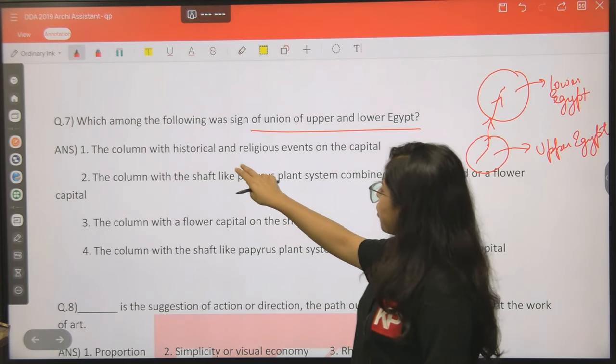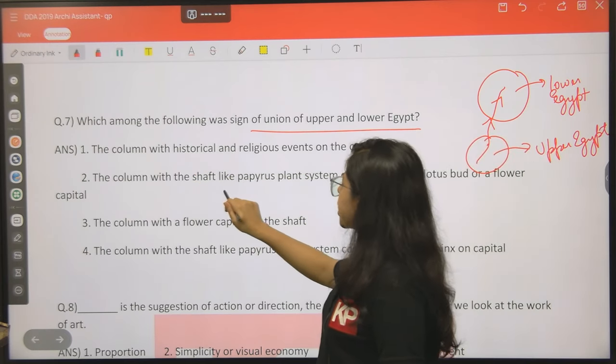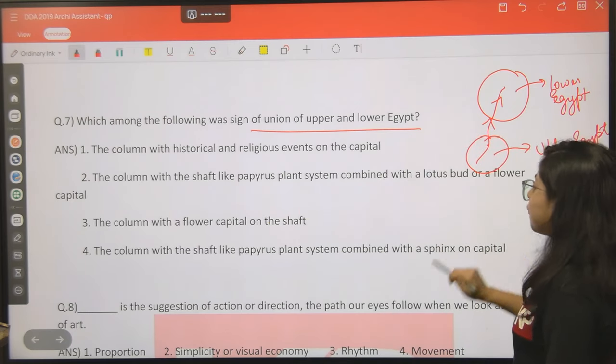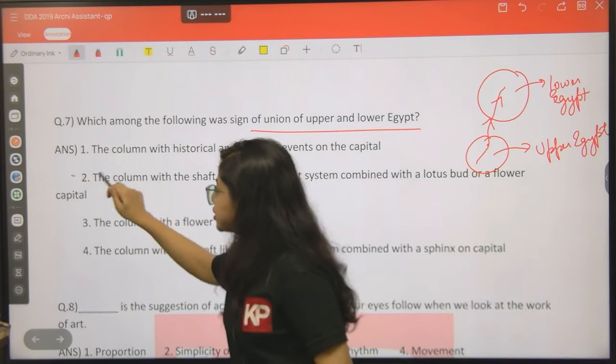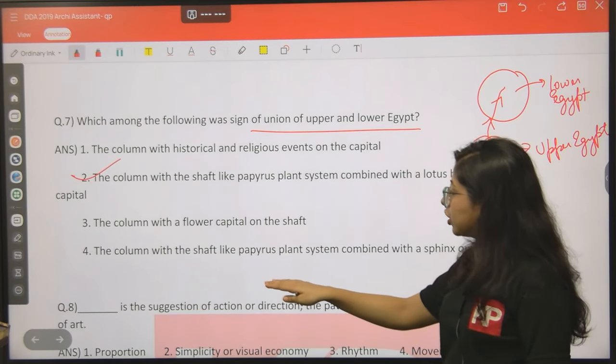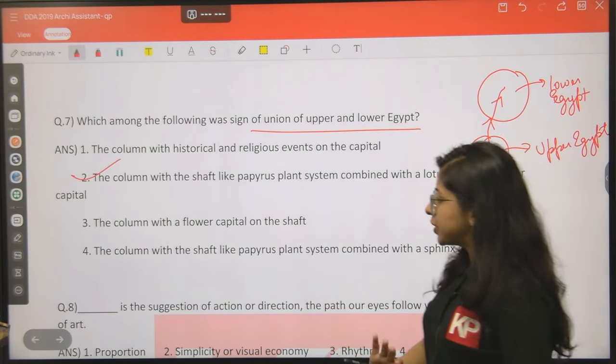The column with historical and religious events on the capital. No. The column with shaft-like papyrus plant stems combined with the lotus bud or flower. Yes, this is the answer. The column with the flower capital on the shaft. No. The column with shaft-like papyrus plant stems with the sphinx on the capital. No, sphinx is there always.